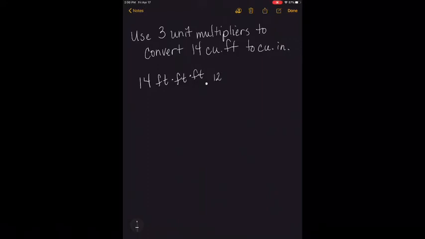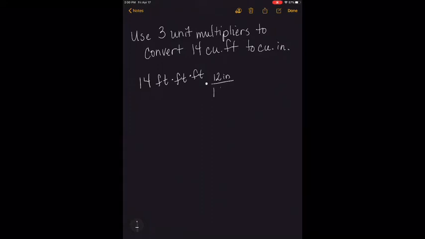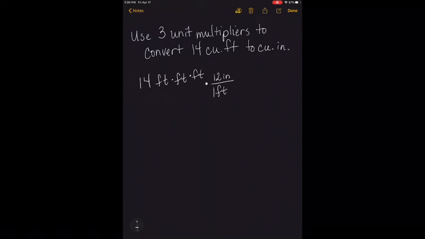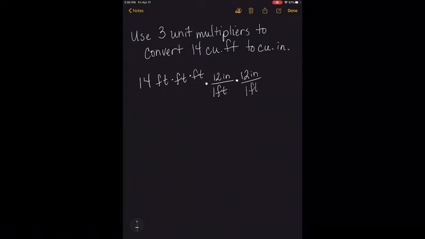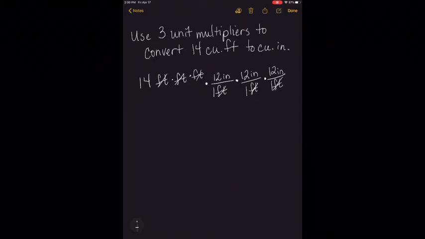I'm going to have to squeeze mine in here because I don't have much width. So I know I want to cancel out my feet. That means my inches need to be on top. Remember what a unit multiplier is. It's equivalent measures with 2 different units. We use it in order to convert units. So we need 3 of those because we have 3 feet, and we want to end up with 3 inches because we want cubic inches.